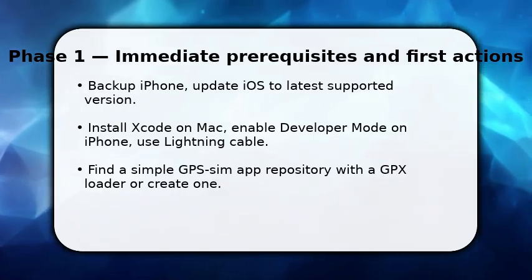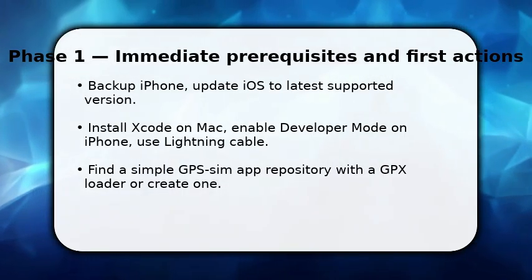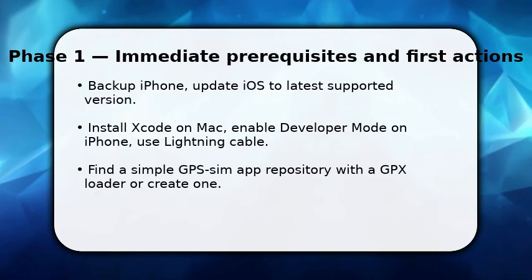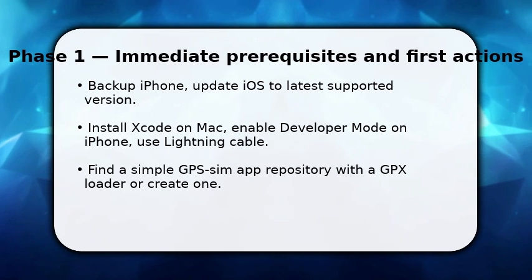Make sure you have a simple GPSim app source or template that accepts GPX files. Connect the device with a lightning cable, trust the Mac, and confirm provisioning settings. These steps let you deploy a test app that will control location.